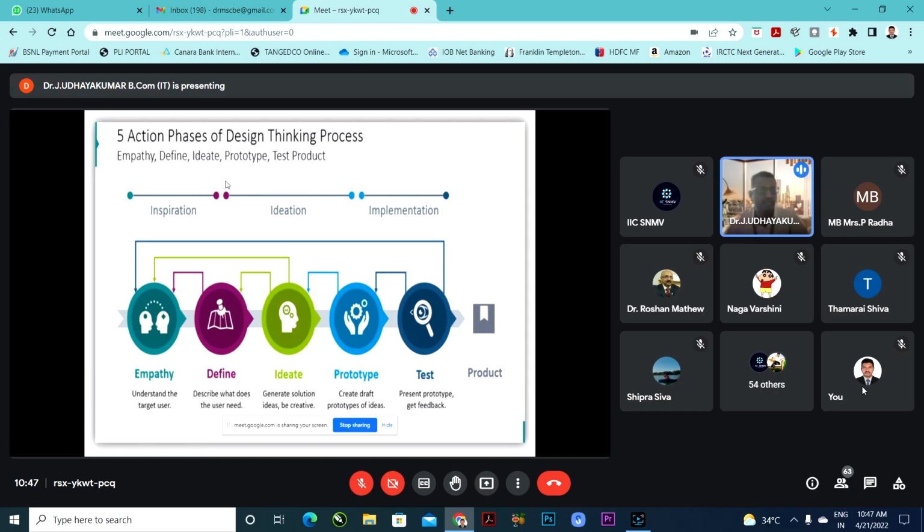The next stage is the define stage. In the define stage, we put together the information we have gathered from the empathy stage, analyze our observations, and define the core problems. What are the core problems, and what are the problems collected from the team members? We have to frame a problem statement in a human-centered manner.